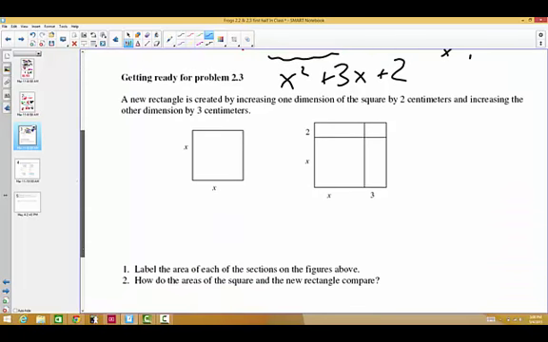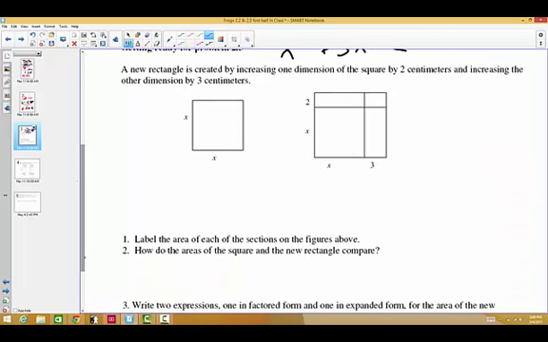So we're going to do that same exact thing with this. It says label each area. So this is our x times x, which is x squared. This is 3 times x, which is 3x. This is 2 times x. We know it's x because that's x, so 2x. And this is 3 by 2, so that's 6.